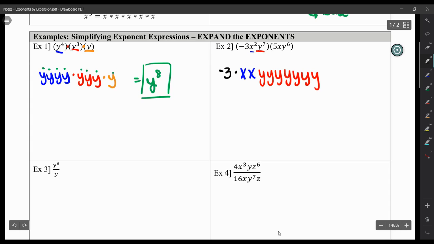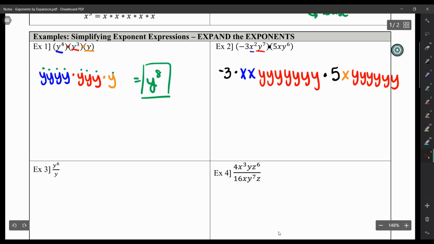Then we have the other parentheses, still multiplied to the first one, so times a coefficient of 5. We have a single x, and we have 6 y's: 1, 2, 3, 4, 5, 6. Now we've expanded everything out, and maybe I can condense things back down.